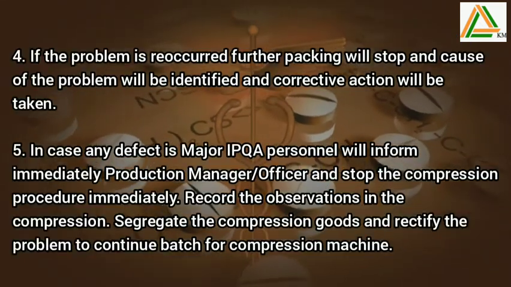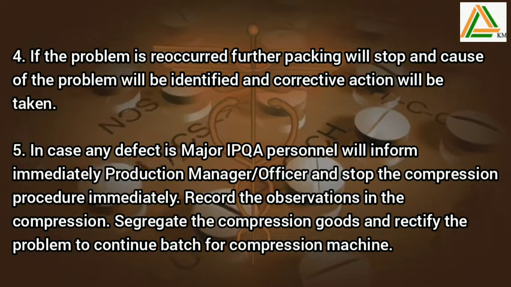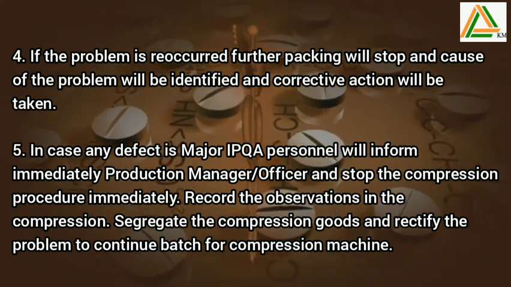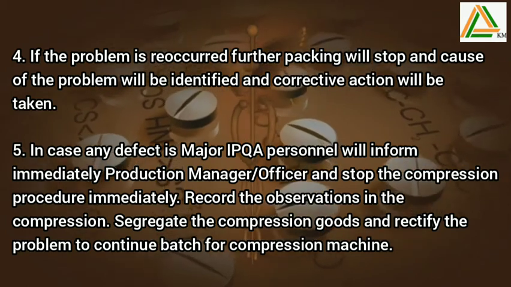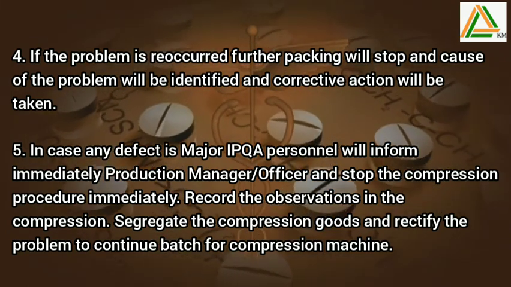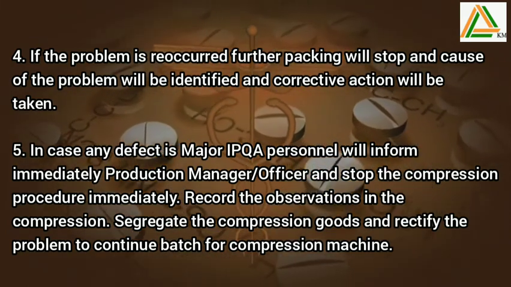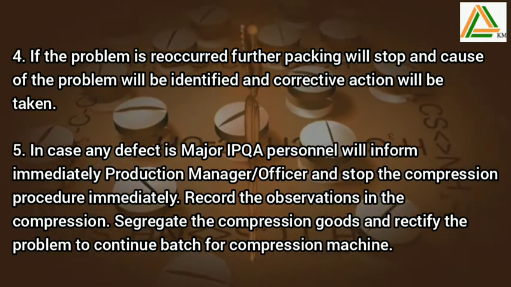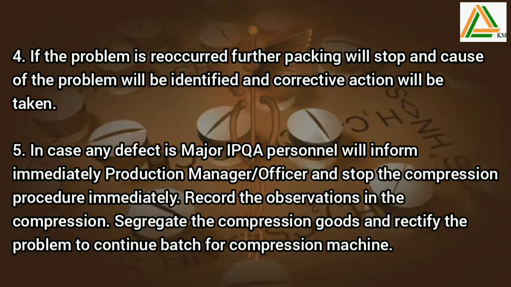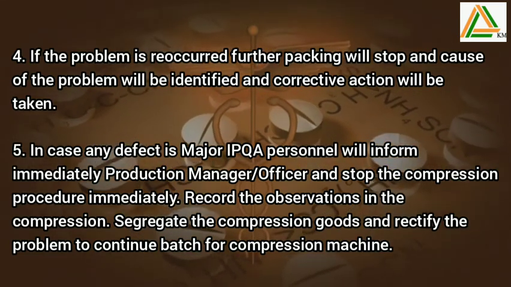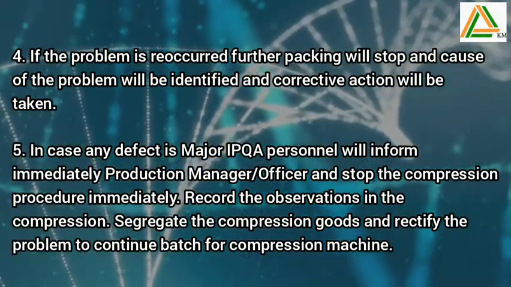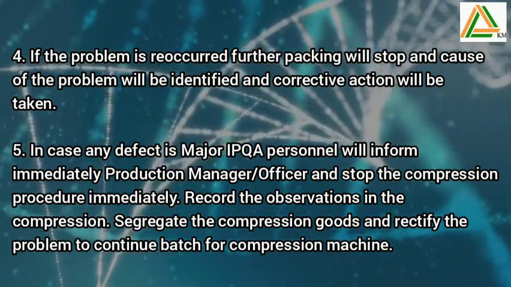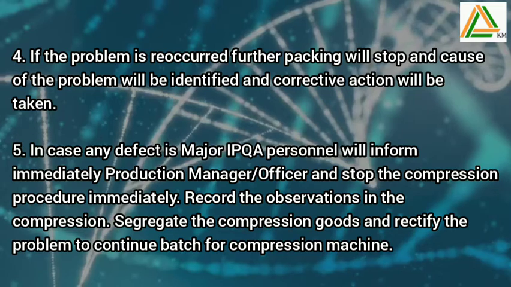4. If the problem is reoccurred, further packing will stop and cause of the problem will be identified and corrective action will be taken. 5. In case any defect is major, QA personnel will inform immediately production manager, officer and stop the compression procedure immediately. Record the observations in the compression record. Segregate the compression goods and rectify the problem to continue batch for compression machine.